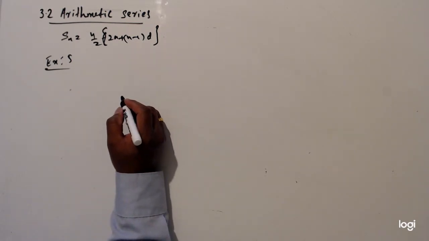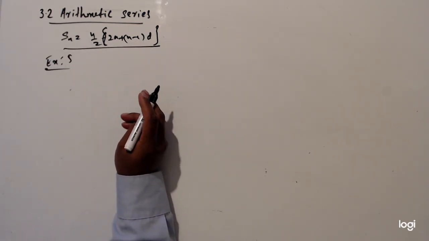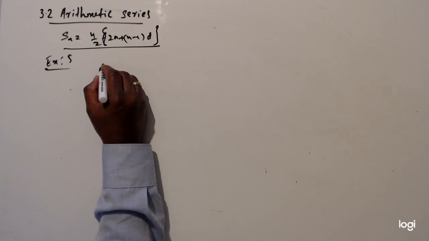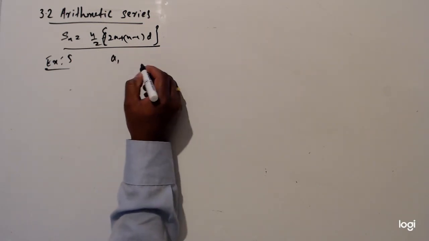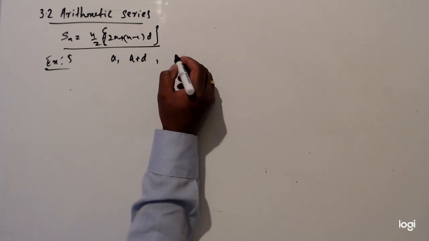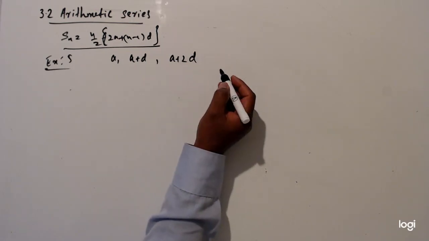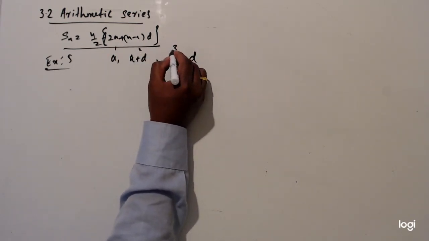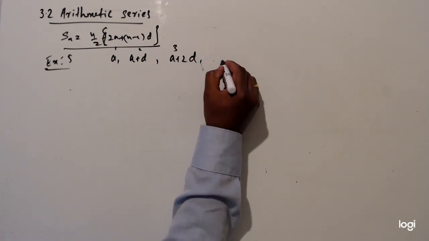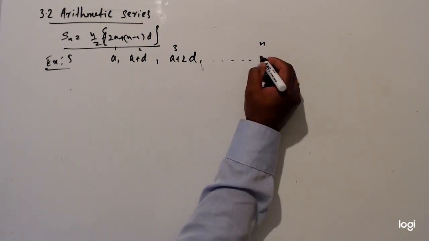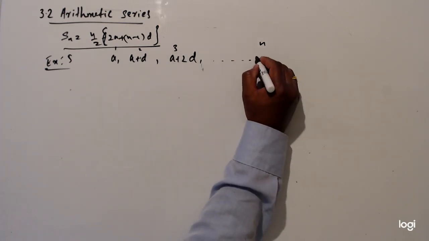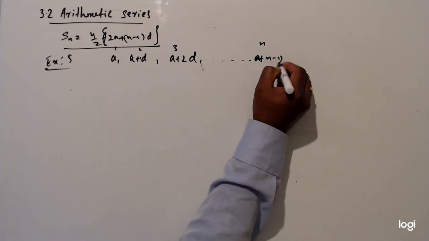I think it's about the proof of this formula. So I'm going to discuss it now. First of all, I write the arithmetic terms as normal. The first term is a, the second term is a plus d, and the third term is a plus 2d. So this is the first term, second term, third term, and likewise, the nth term is a plus n minus 1 times d.